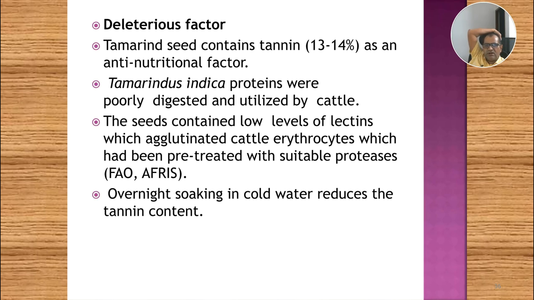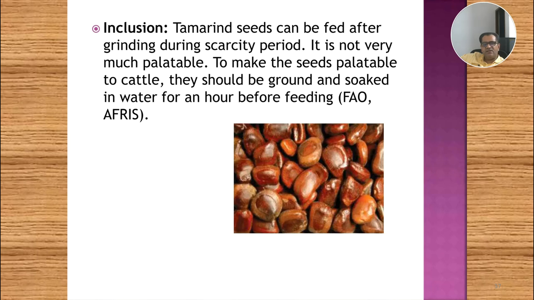Then Tamarindus indica proteins are poorly digested when utilized by the cattle. The seeds contain a low level of lectins, which agglutinate cattle erythrocytes. So yesterday we have seen the anti-nutritional factors, and this can be removed by overnight soaking in cold water, which reduces the tannin content. Then it is only fed after grinding during the scarcity period only, not all the time. It is not much palatable.